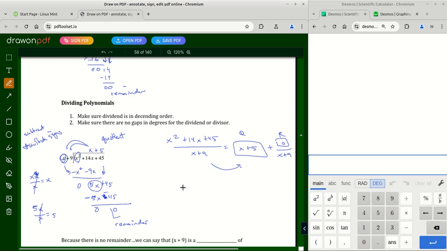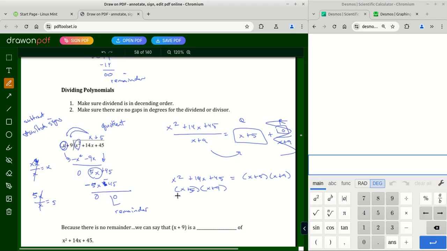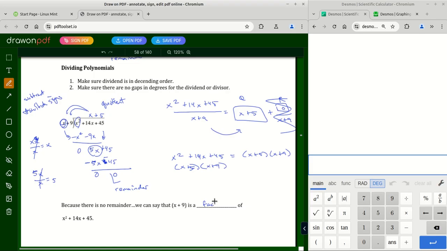What if I move this to the other side so that I don't have fractions anymore? And what you actually would get is this and that. This equals that. What did I just do? I just factored it. Oh, wow. So because there's no remainder, I could say that this is a factor. See how that led in pretty well?